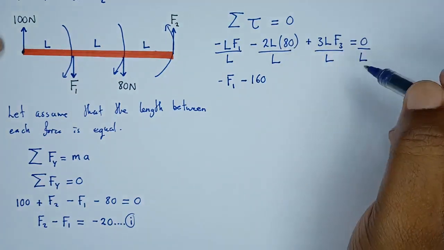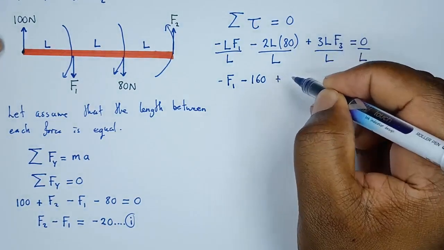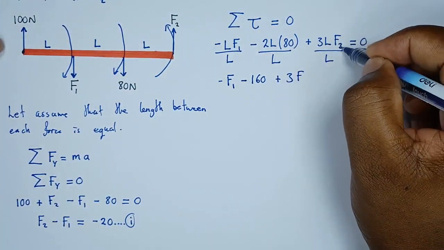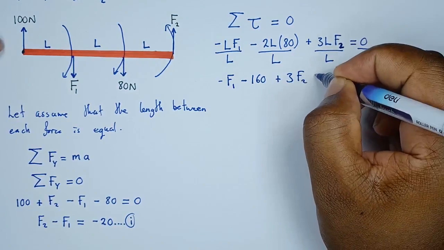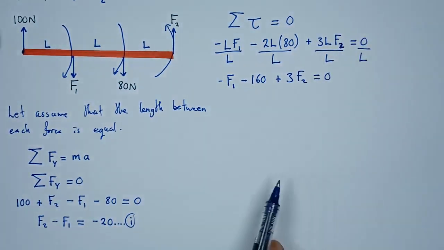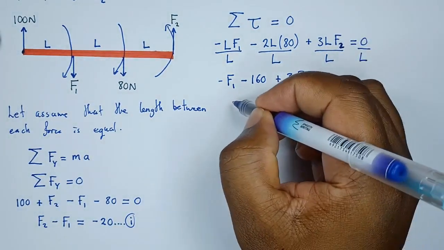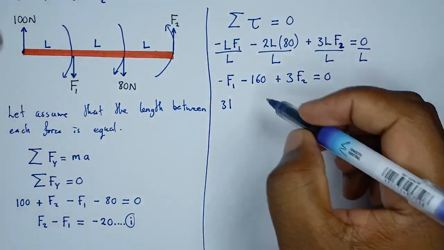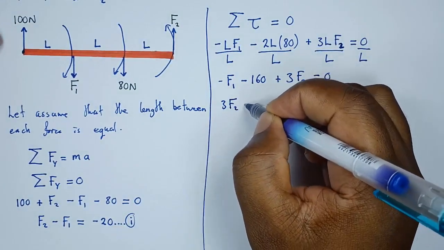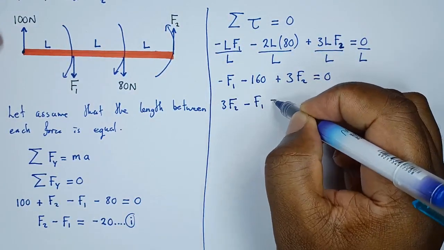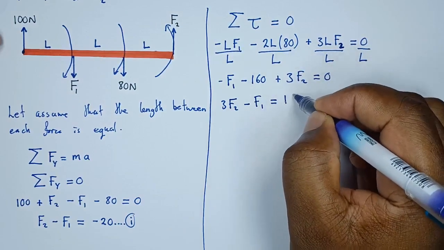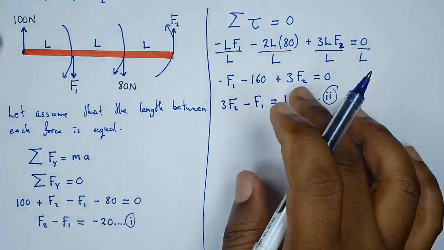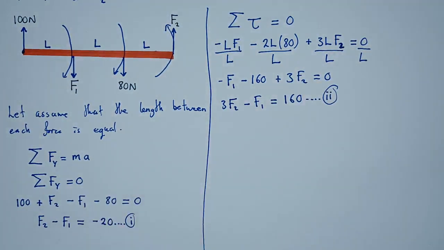160. If the 2 multiplies 80, this gives us 160, and positive 3F2. Not F3, it's F2, sorry. F2. Everything is equal to 0. Okay. So on the left hand side, we'll have 3F2 minus F1. This is equal to the 160 going to that side, so it becomes a positive 160. So let's call this equation 2. So we just solve these two equations simultaneously, then we find the values of F1 and F2.